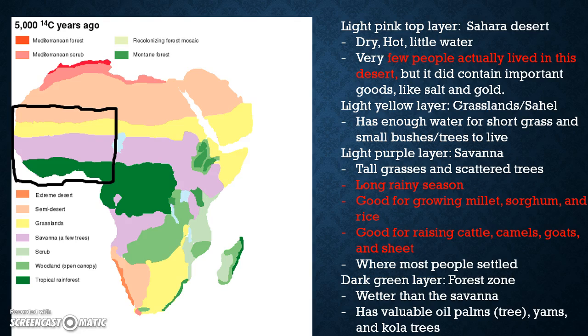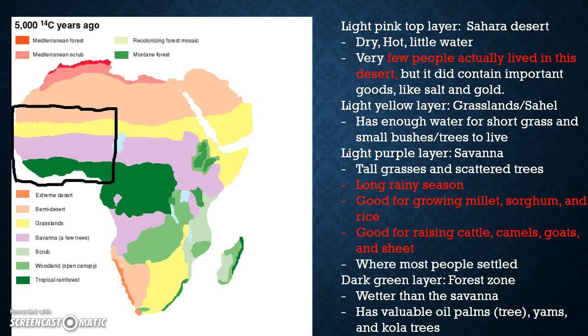And then the layer under that, the light yellow layer, is grasslands. It's also referred to as the Sahel. This is the border between the savanna and the desert. This has enough water for short grass and small bushes and trees to live in. The next layer is the purple. This is where tall grass and scattered trees live.